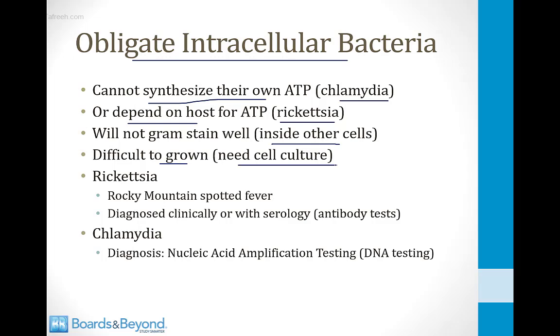And the two major bacteria that are medically important in this class include rickettsia and chlamydia. So rickettsia causes Rocky Mountain spotted fever, and because they are intracellular bacteria, they're usually not diagnosed by culture. They're diagnosed either by clinical symptoms or by serology using antibody tests. And then chlamydia, as you may know, is a sexually transmitted infection, and it's usually diagnosed by DNA testing called nucleic acid amplification testing, and this also is because these are very hard to grow in culture.